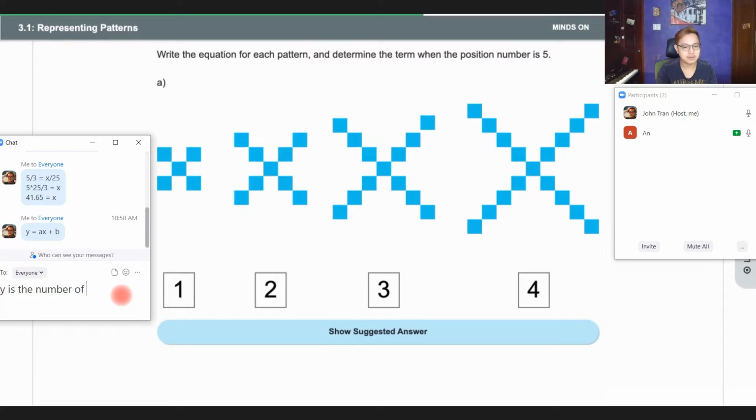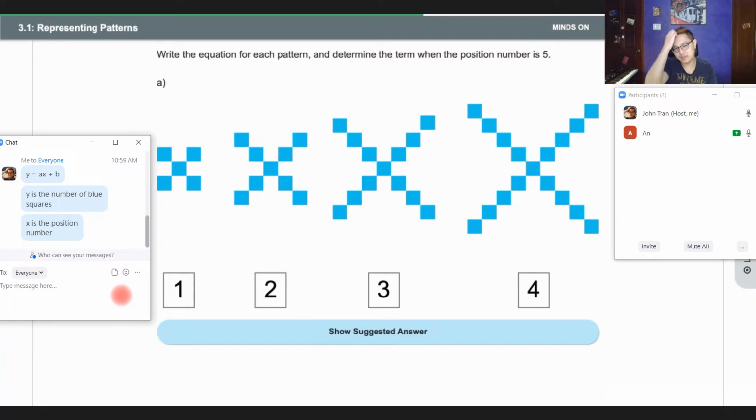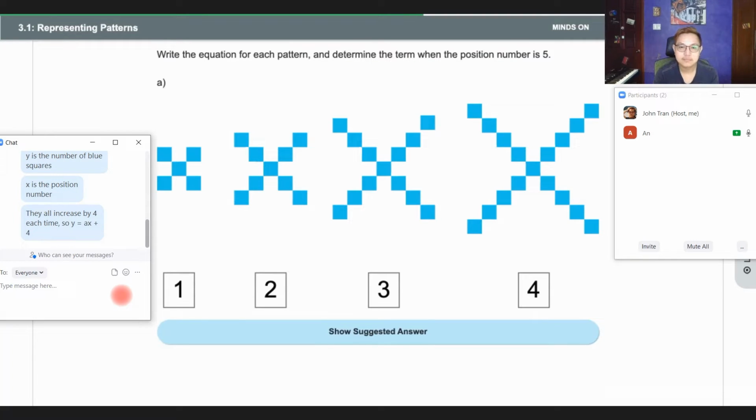Let's say y is the number of blue squares, and x is the position number. So you found that they all increase by 4 each time. So y equals ax plus 4, isn't it? No, it's not multiplied by 4. It's just plus 4 because every time it increases by 4, 4, 4, 4. It's an increase, not a multiplication.